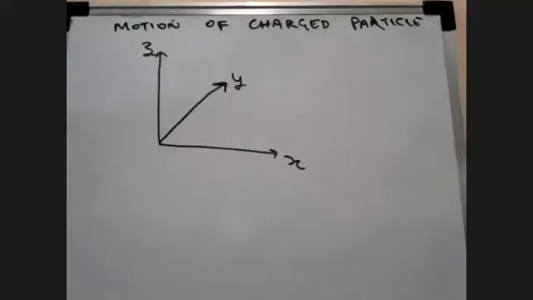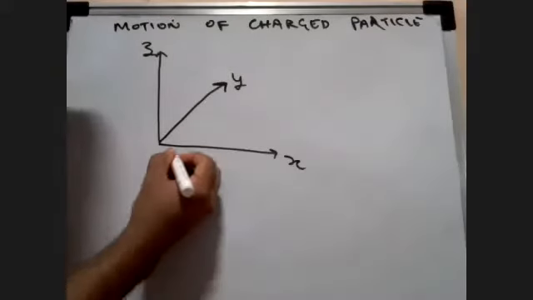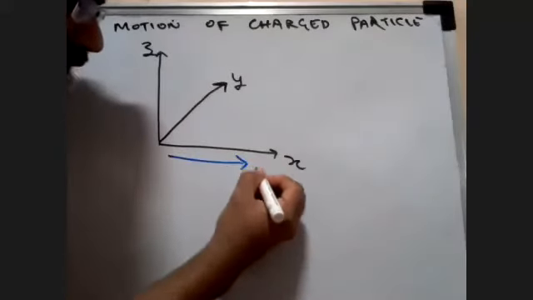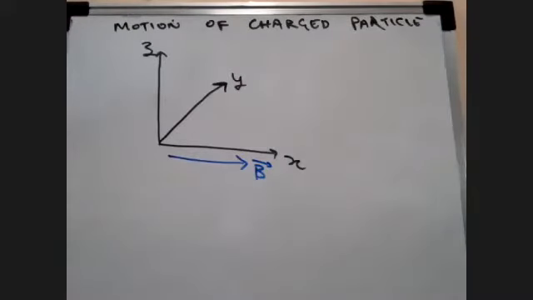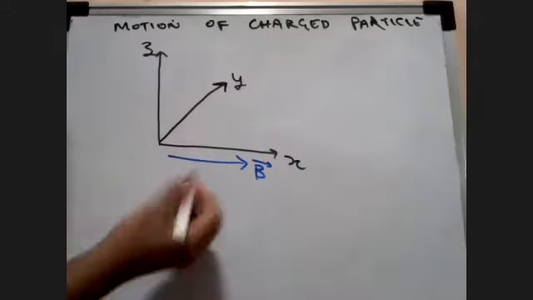Let me say that there is some velocity vector. The magnetic field is along the x-axis. So let me say that this is my magnetic field. If my magnetic field is here and I have a velocity vector which is making an angle with the magnetic field.